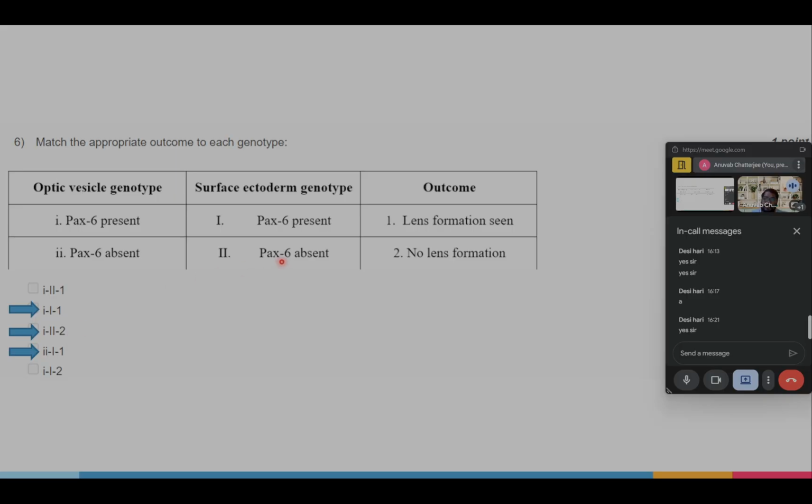2 and 2, absent, no lens formation, perfect. 1 and 1 again, PAX6 present, lens formation, perfect. 1 and 2, PAX6 present, no lens formation. This will not be the case because PAX6 renders competence, and if it is there and there is an optic vesicle there, then there will be lens formation. So essentially the B, C and D are the correct option.